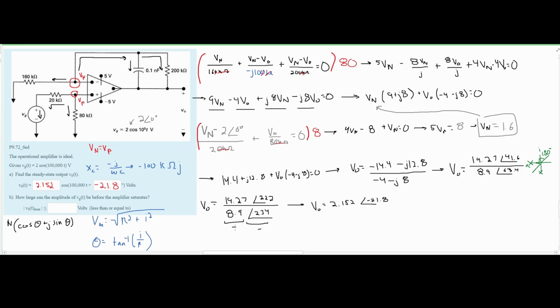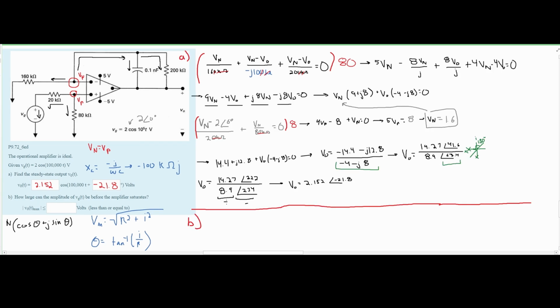If we did not add 180 to both of these, we would have a 21.8. So if we just solved for how it was right here, we would have 21.8, and we would be about 180 degrees off. So remember, it's always important to check this part and make sure the angles are in the correct quadrant. Now we are going to solve for our part B.